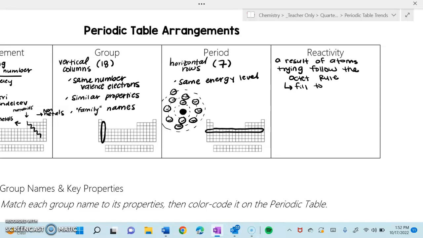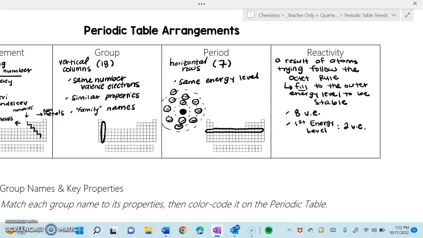Which is to fill the outer energy level to be stable. So you want that energy level in the outermost to be full, and to be full, all of our energy levels need 8 valence electrons. I'm going to shorten that to VE. Except for the first energy level, they only need 2 valence electrons to be stable, to follow that octet rule.